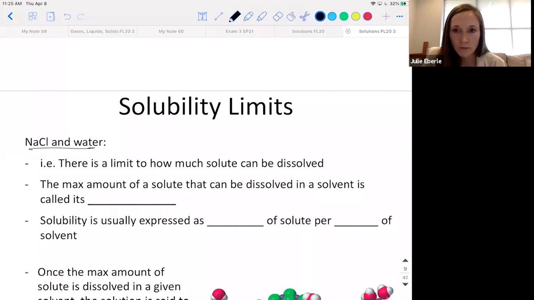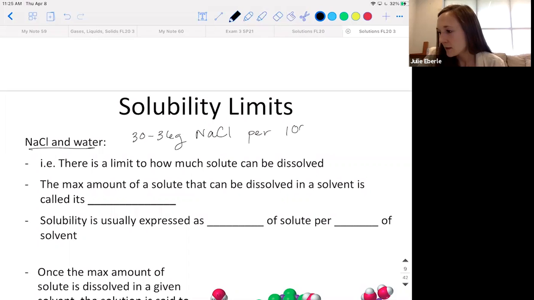With salt and water, there's a limit here. I think I'm going to misquote this. Somebody actually should Google this and help me out. There's somewhere between 30 to 36 grams of salt, NaCl, that you can dissolve, and it's either per 100 milliliters or 1 liter. I know that's actually a large difference in volume, but I can't remember if it's per 100 milliliters, maybe? Somebody Google that. Is it per 100 milliliters or per liter? That's the solubility limit of salt.